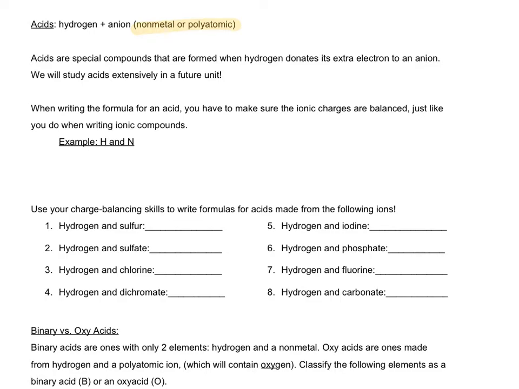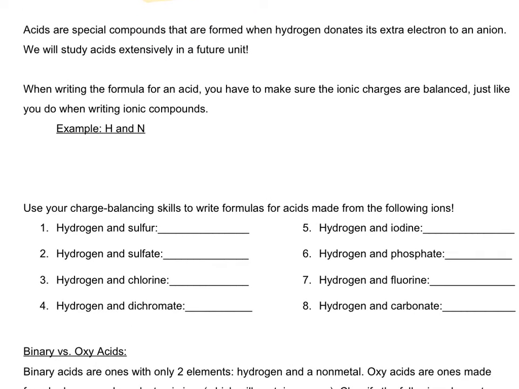Just like we were doing with ionic compounds, when you're working with acids, you have to make sure the charges of the compound balance out to zero, because electrons are still being transferred just like in ionic compounds. To demonstrate this, we're going to look at hydrogen and nitrogen, but it should look similar because it's the exact same process as we were doing with ionic. So we're going to start with our two elements. Here we've got hydrogen and nitrogen.